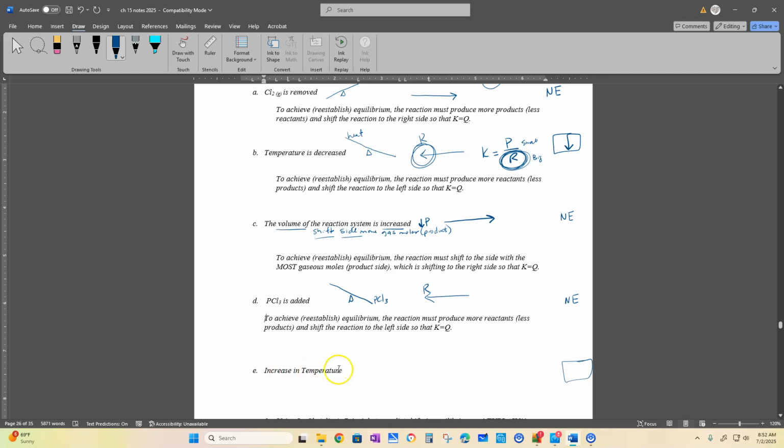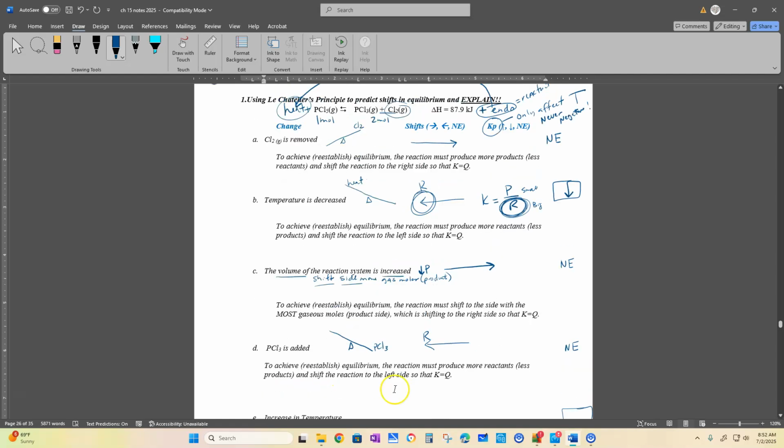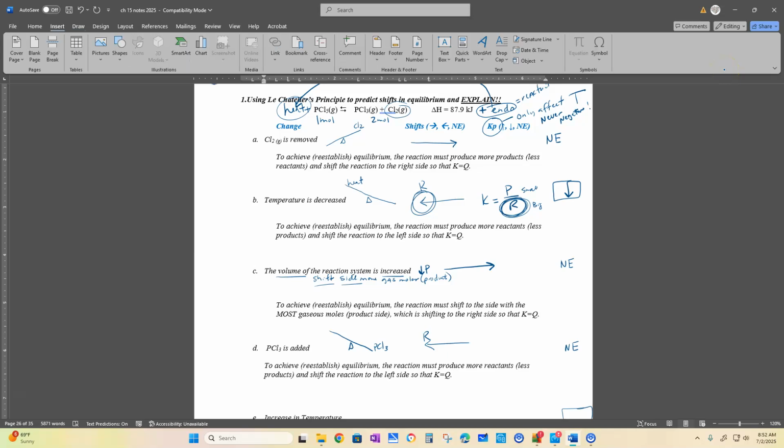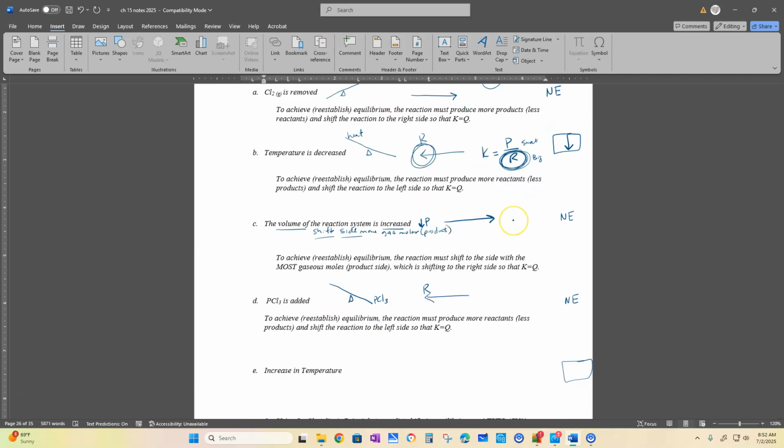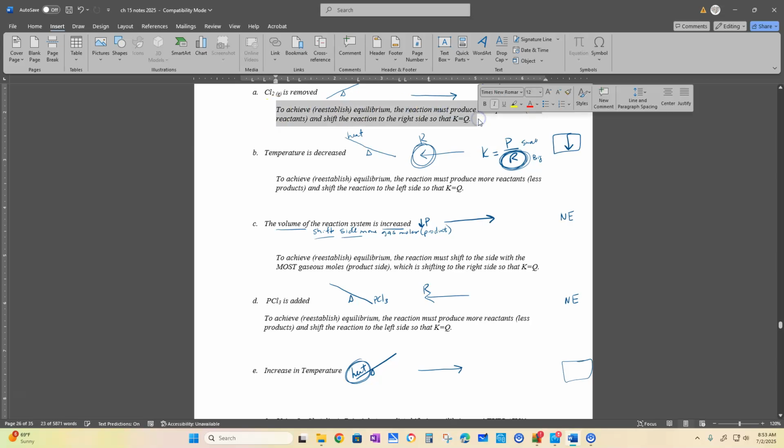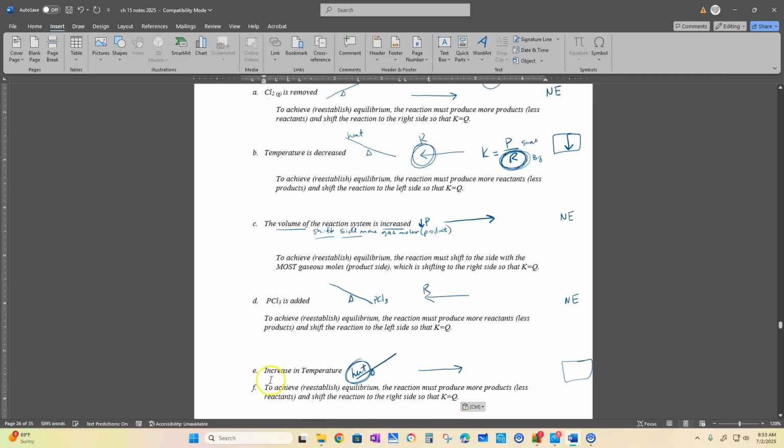Scenario E, increase in temperature. Okay, well, now I still have endothermic, and I still got heat on the reactant side, but now I'm increasing it, okay? So which means my heat is over here. So if my heat is over here because I'm increasing the heat, I'm shifting to the left, okay? Well, it sounds just like scenario A right here. Now, I'm not going to copy and paste C, because C has to do with shifting with the most gaseous moles, okay? Not looking at that. So I'm taking that scenario, putting it right there.